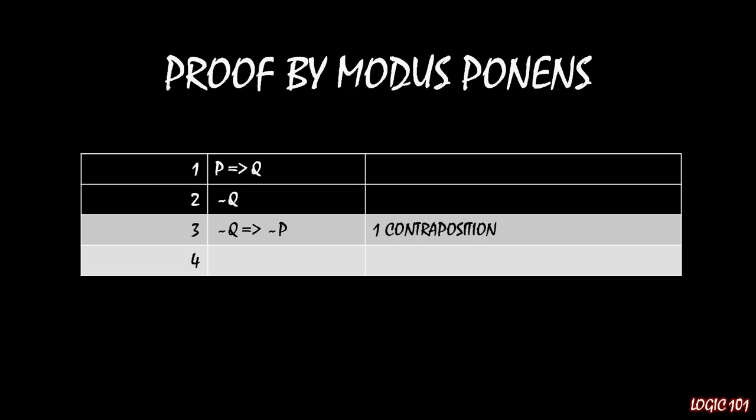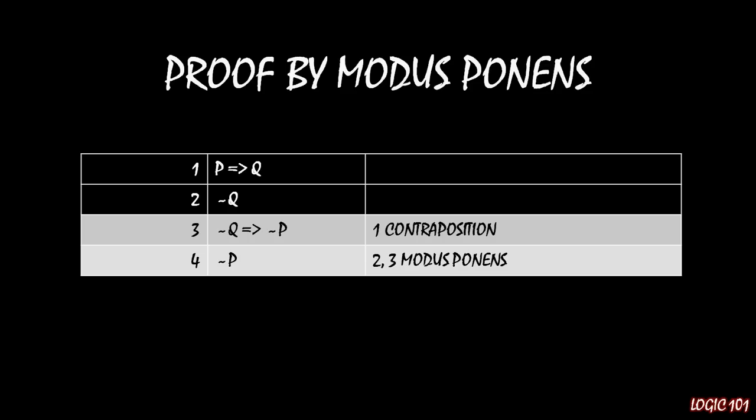And now, if you notice line two and line three, that's what allows us to use modus ponens. Modus ponens says that if we know that the antecedent is true, then we can conclude the consequent is true. So here the antecedent is line two, that's not Q, and that is the antecedent of the implication in line three. So if we take lines two and three and we apply modus ponens, then we get that the consequent is true, which is not P. And remember, that is exactly what modus tollens said.